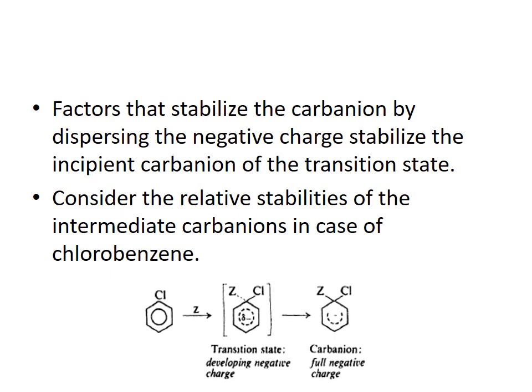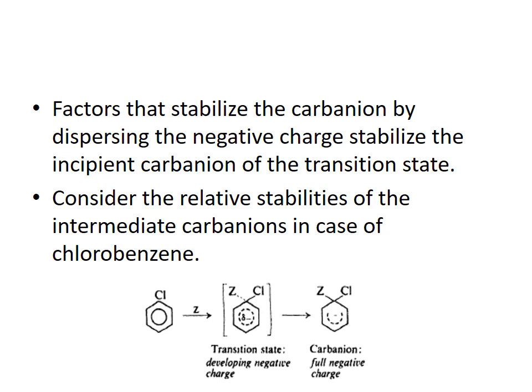Factors that stabilize the carbanion by dispersing the negative charge stabilize the incipient carbanion of the transition state. So you know that any factor that can disperse the charge, whether it may be positive or negative depending upon the reactions. Here in this case it is a negatively charged carbanion that is formed. So any factor that can disperse this negative charge may stabilize this carbanion.